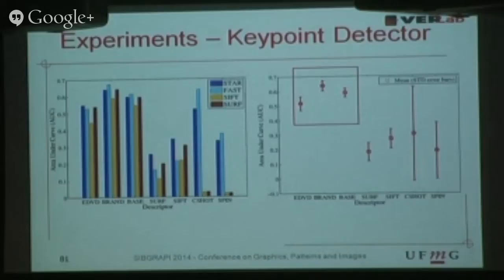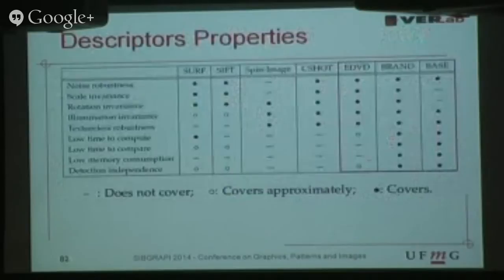And if you see on the right here, these are the results for the other descriptors. Especially C-SHOT, you see it's heavily dependent on the type of detector they use. So again, this is very important to notice because we want to be able to use any detector that suits us. If you consider now the three descriptors that were derived in this dissertation, you can see that the three of them cover pretty well. BRAND covers all the properties, EDVD less so, and we explain why. And of course, BASE, which does not have scale and rotation invariance.